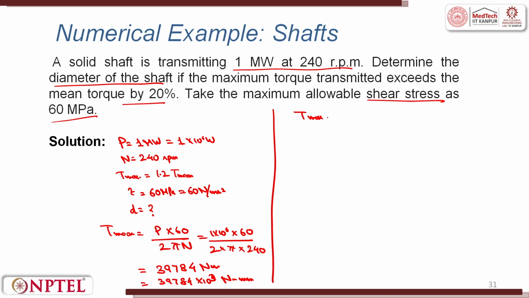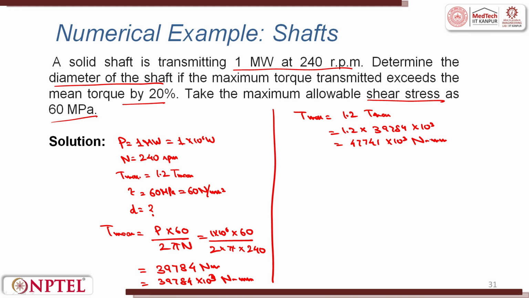So, maximum torque transmitted that is given, that is T max is equal to 1.2 into T mean. This is equal to 1.2 into the given value 39784 into 10 raised to power 3, that is equal to 47741 into 10 raised to power 3 Newton millimeters.